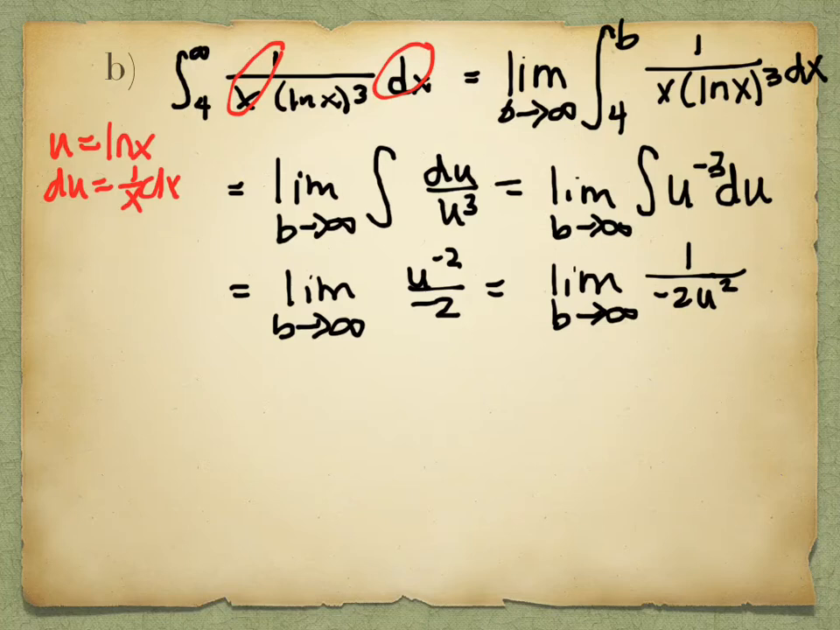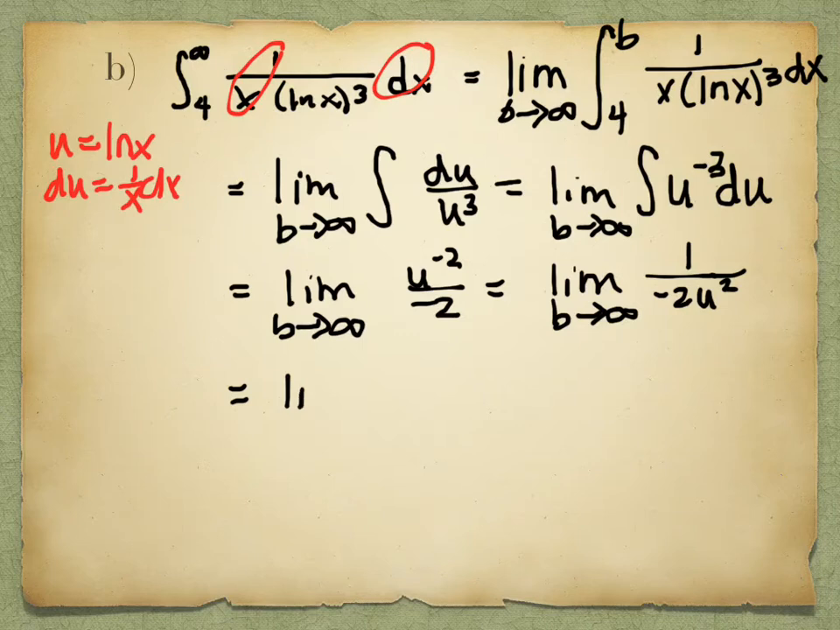Okay, so I'm supposed to be evaluating this as b goes to infinity, but I need to do something before then. What do I need to do? I need to put those x's back in, right? Because that limit as b goes to infinity was a limit that applied to what x values we were working with.